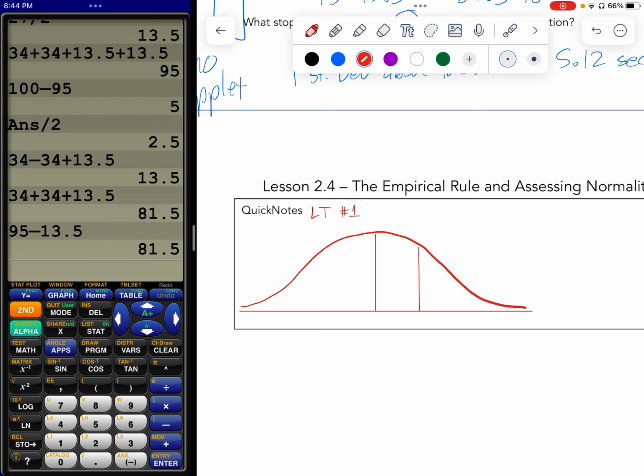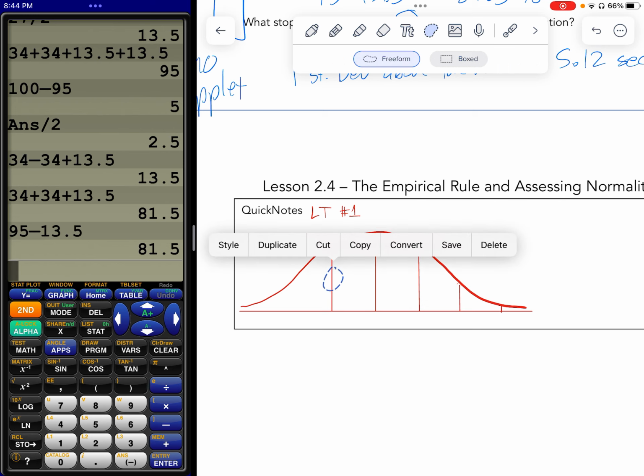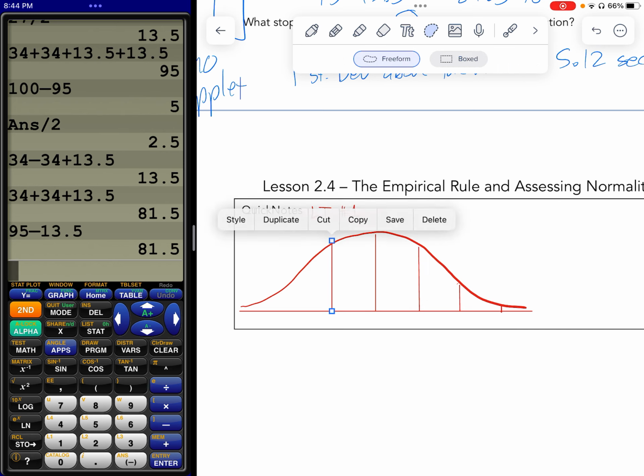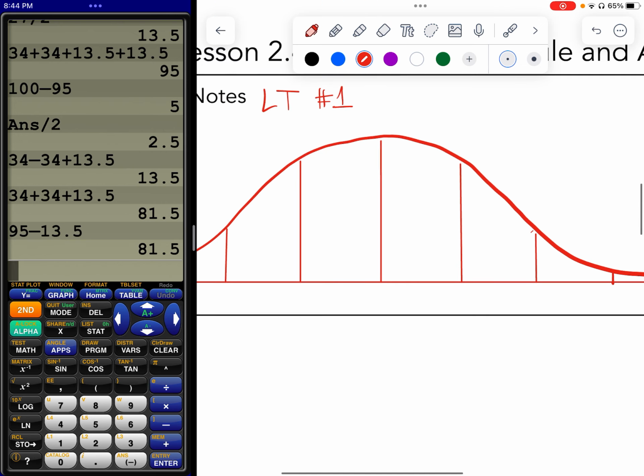1, 2, 3, and 1. Let's try to make these look the same. 1, 2, and 3. Okay. And so here's your notation, right?